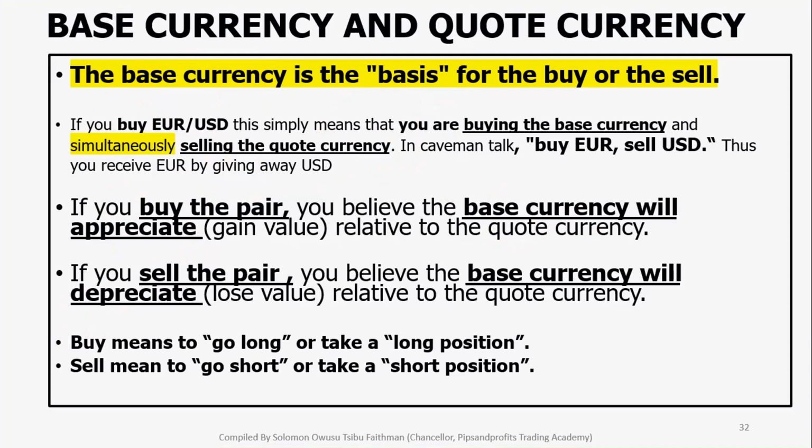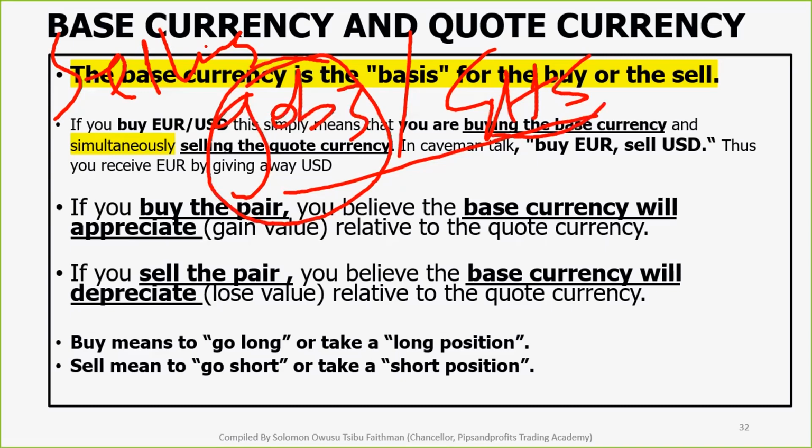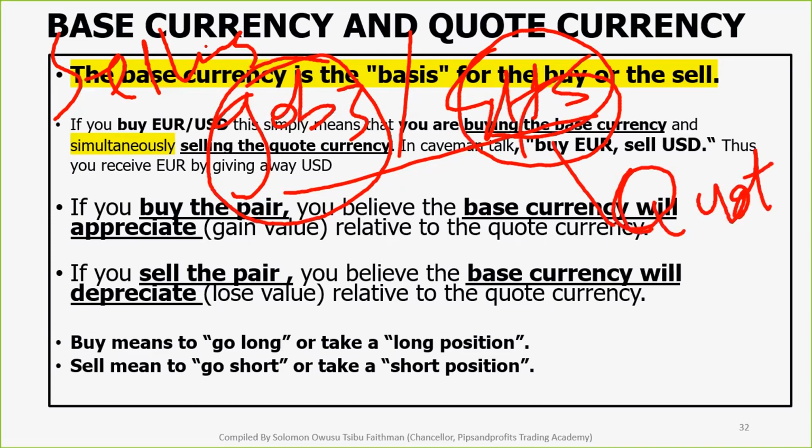Okay, so for instance, let's take our Gobe and then Ghana cedi again. So I have Gobe and then my Ghana cedis. If I am selling Gobe and Ghana cedis, what it means is that I am selling this particular Gobe, which is the base, to receive the Ghana cedi, which is what? The quote. As simple as that.